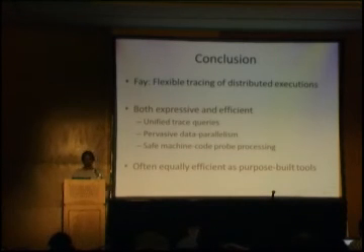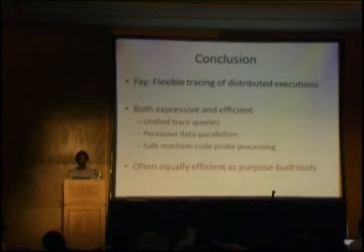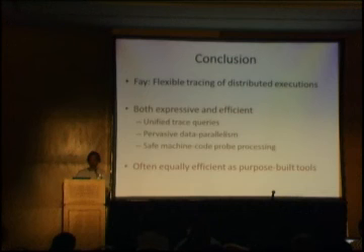Fay is both expressive as well as efficient due to the combination of these three techniques. So we have unified trace queries that specify both what to trace as well as how to process and aggregate that data. Due to the pervasive data parallelism, Fay is very scalable as well as efficient, and due to the safe execution of arbitrary machine code, we can be very flexible and very expressive as well. Finally, while Fay is a general tracing system, it is often equally efficient as purpose-built tools.